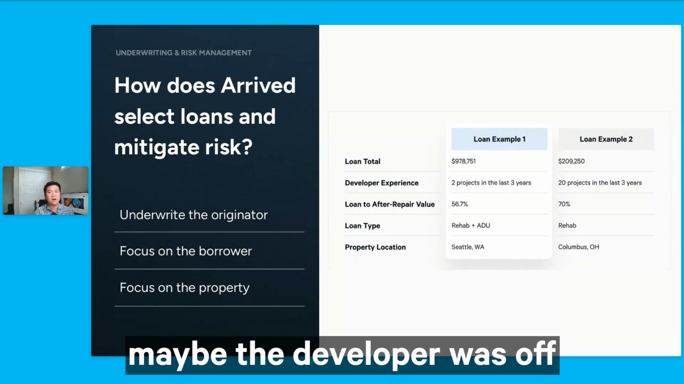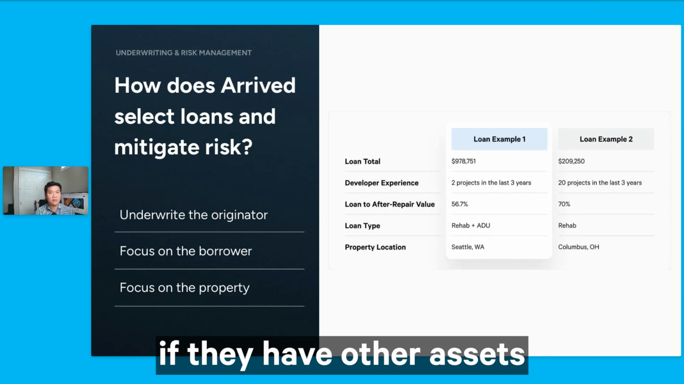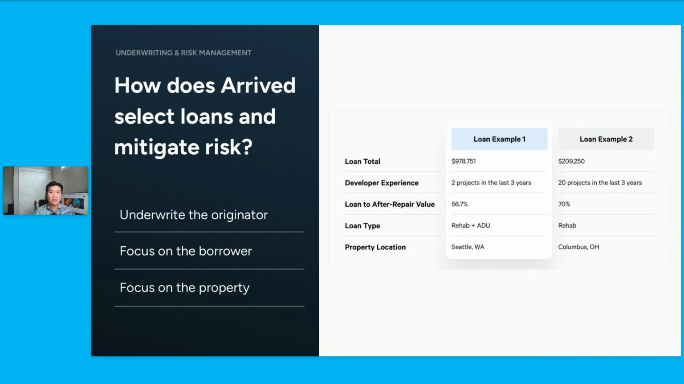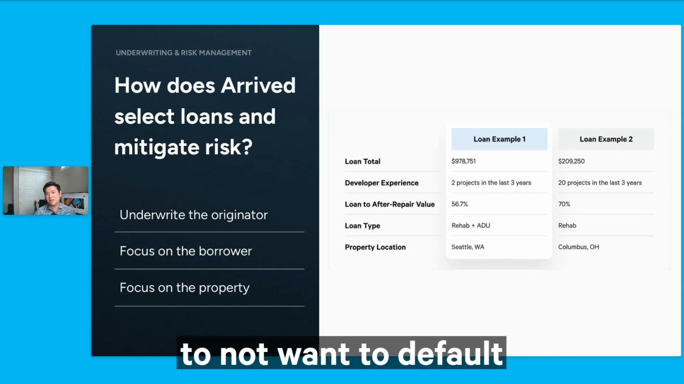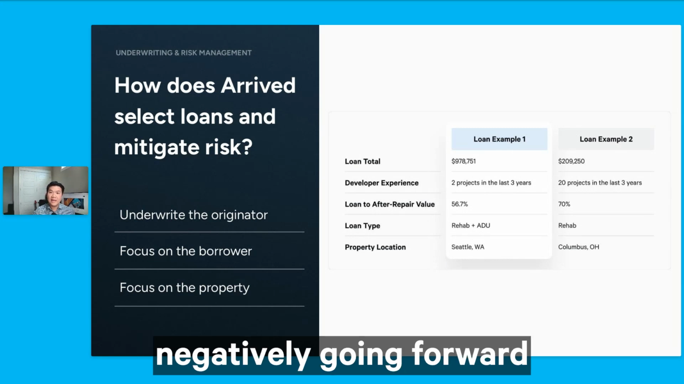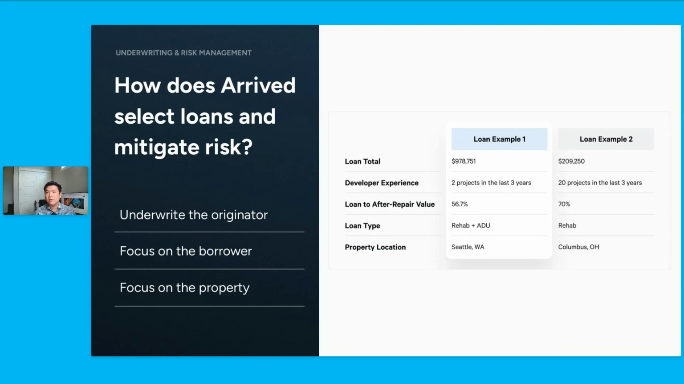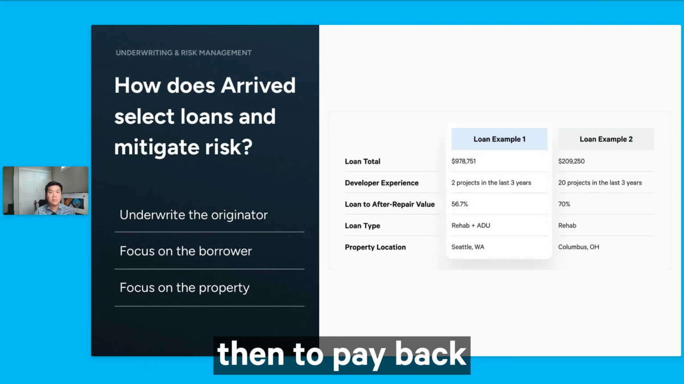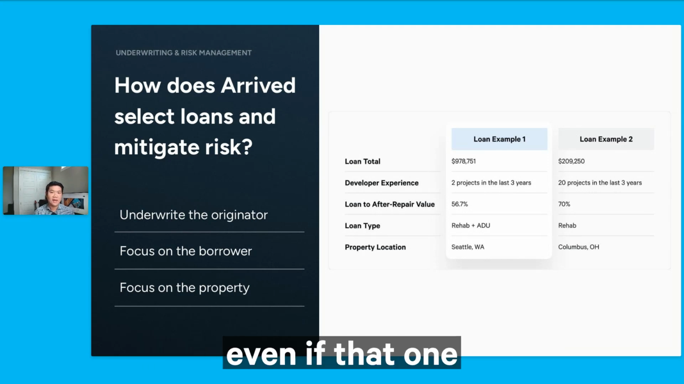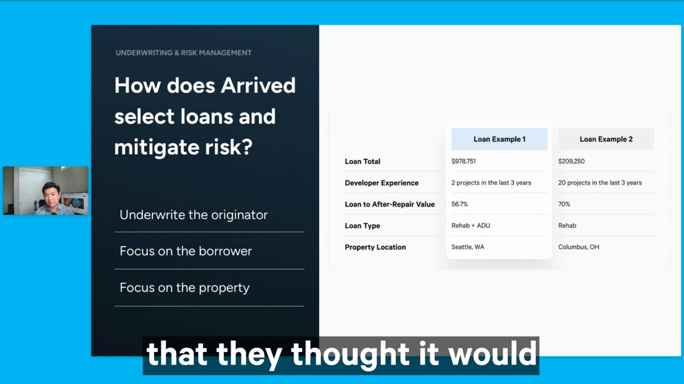Maybe the developer was off on their expectations, but if they're credit worthy, if they have other assets to back up their borrowing, then ultimately they have the incentive to not want to default on that one particular loan because it could impact them negatively going forward on any other sort of credit that they want to take out. So they would be motivated then to pay back with other assets, even if that one particular project or loan did not pan out in the way that they thought it would.